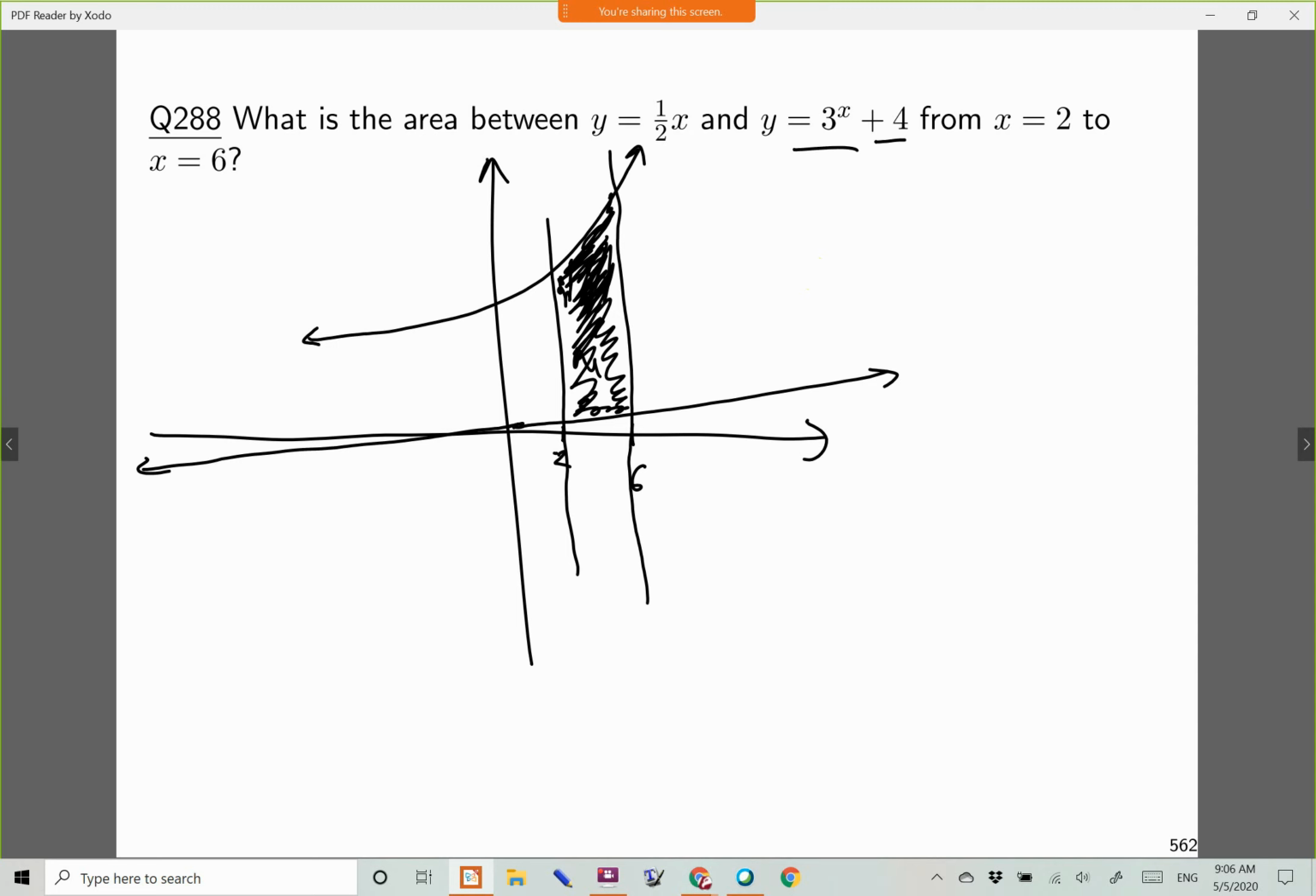So the key thing here is, even almost without drawing, if you're familiar with the graph of the exponential and just how quickly the y value grows, I want you to already see that this is the one above, and then this is the one below, right? y equals 1/2 x, that's shallow slope of 1/2.